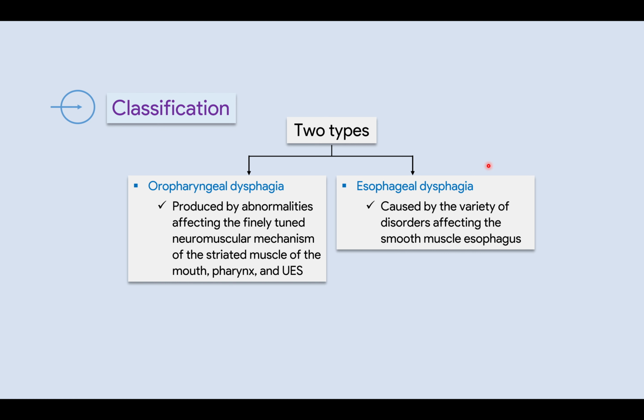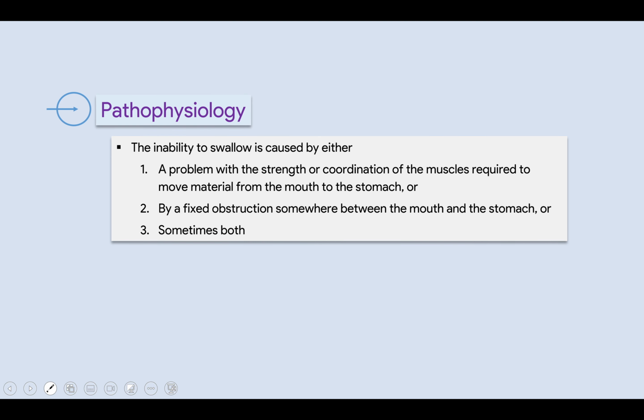While the voluntary striated muscle is getting affected, then you have oropharyngeal dysphagia. Now, what is the pathophysiology behind this kind of dysphagia? A problem with the strength or the coordination of the muscle required to move the bolus of food from the mouth to the stomach. That means the oral muscles or the pharyngeal muscles are getting affected. It will cause this oropharyngeal dysphagia.